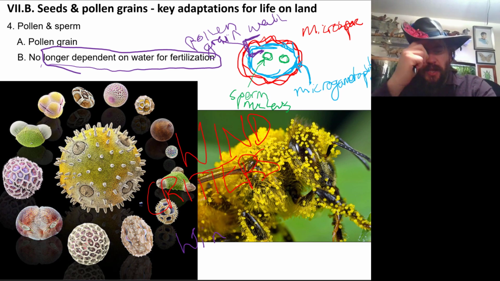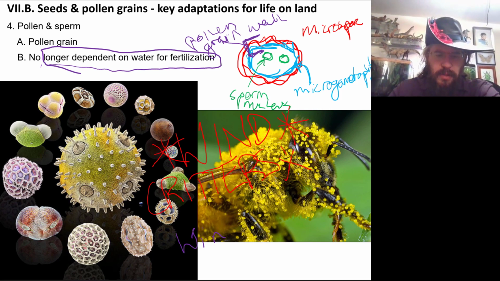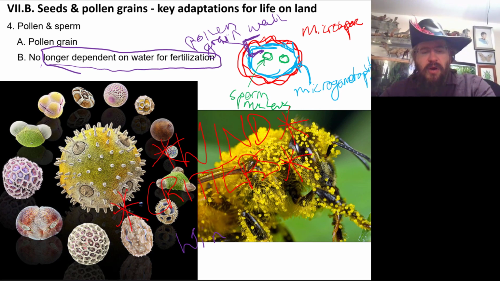Okay. So, mostly wind and critter-based pollination, right? So this is our way of fertilizing. Before seed plants, fertilization was dependent on water. Also, before seed plants, sperm had flagellum. There are a couple of gymnosperms that have flagellated sperm, indicating just how primitive they actually are, which is kind of cool.